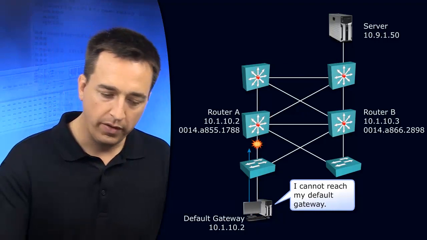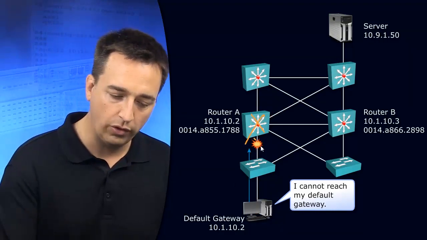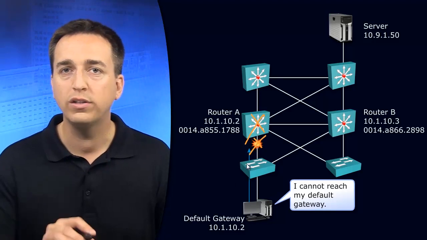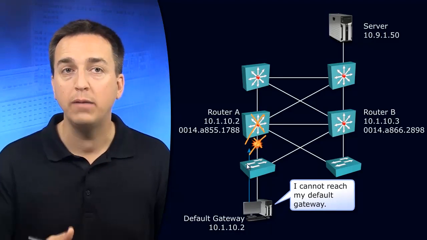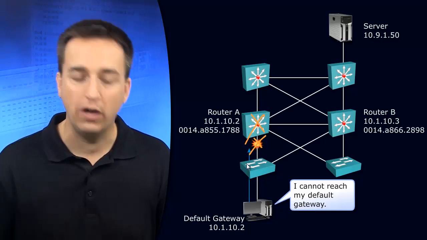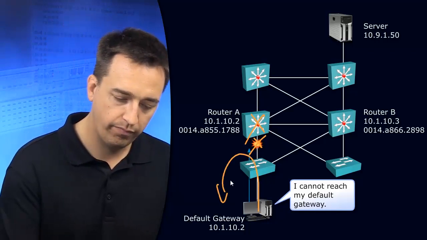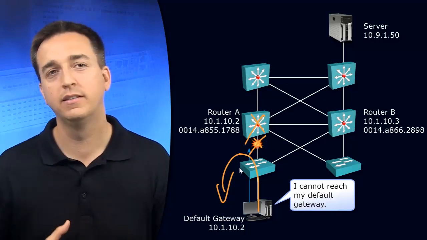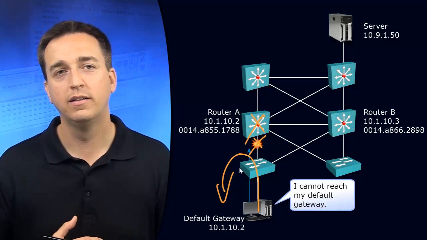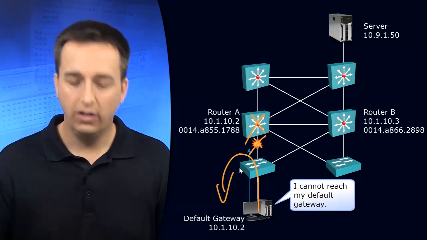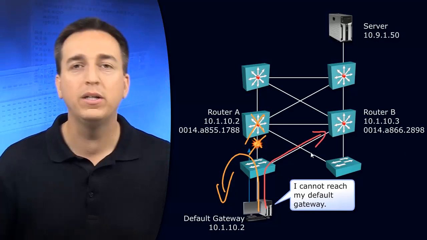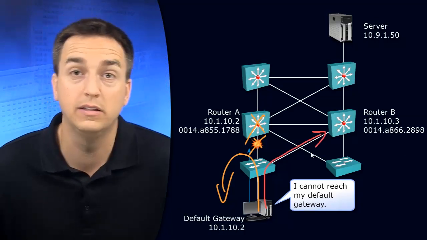For example, router A goes away, or the link between the router and the switch fails. What's going to happen to those frames that are addressed to the default gateway? They get dropped. Why? You might be thinking, there's another path, Raymond. Why would they be dropped? Because the client has no idea the other path exists.